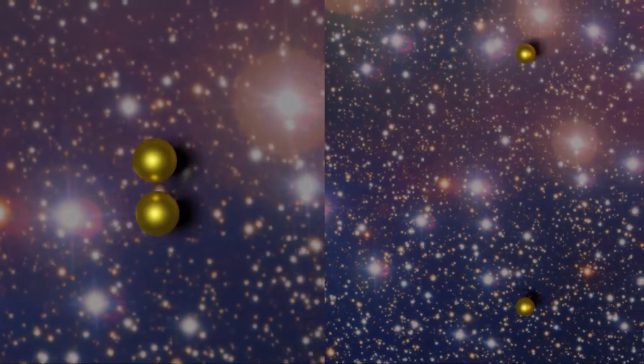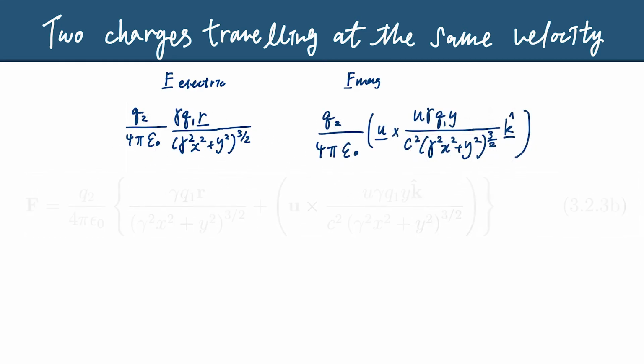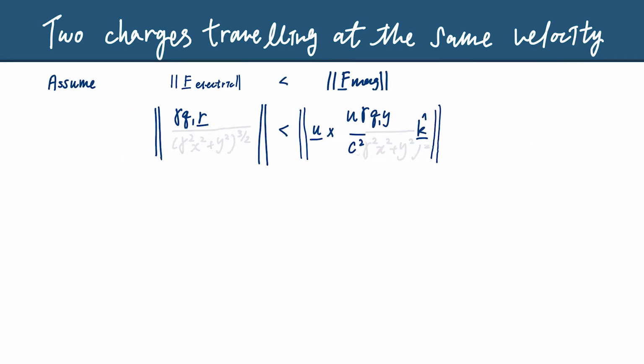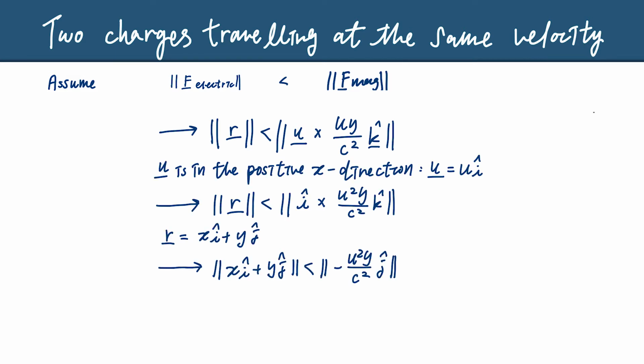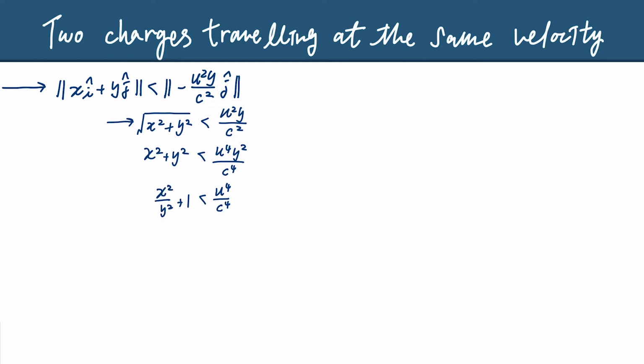So, let's dive in. Using the formula 3.2.3b from the notes, we separate the electric and magnetic components of the force and rewrite them, setting the magnitude of the magnetic force to be greater than the magnitude of the electric force. We cancel out the similar terms on both sides to get an equation in terms of r, u, y, c, and k. Rewriting r and u, we get the final equation, where r is decomposed into its linear sum. From there, we take the magnitude of both sides and rearrange the inequality to get u over c is greater than the fourth root of x squared over y squared plus 1.